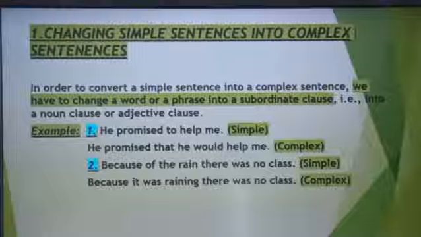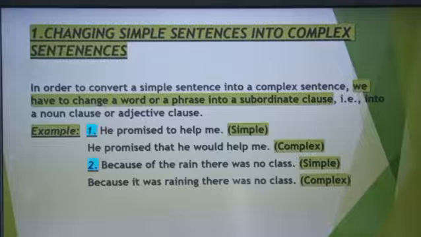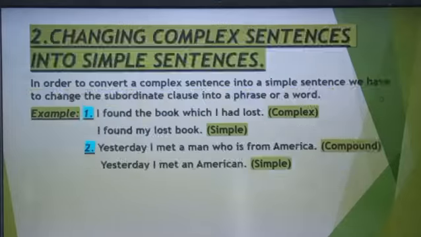Second example: because of the rain, there was no class. This is a simple sentence. Because it was raining, there was no class. This is a complex sentence. Next, changing a complex sentence into a simple sentence.